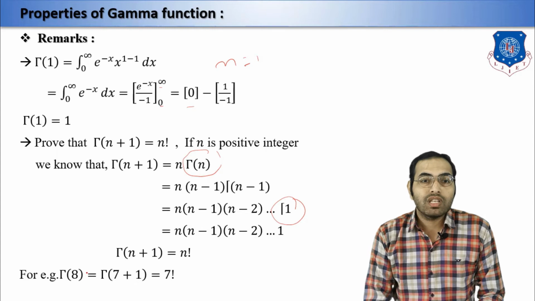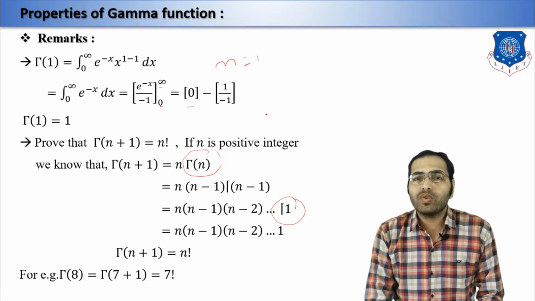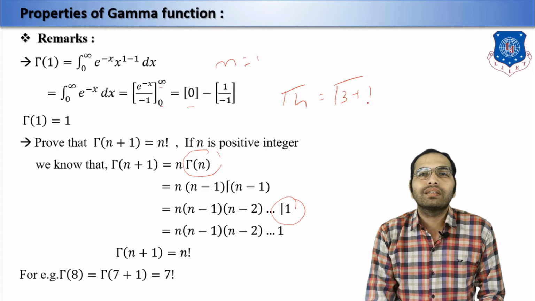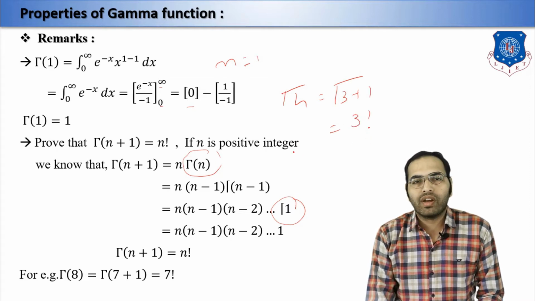For example, suppose we have gamma 8, then it is written as gamma 7 plus 1. According to this property, we can directly write 7 factorial. Suppose we have gamma 4, then we can write it as gamma 3 plus 1. Then according to the property, directly we can write 3 factorial.